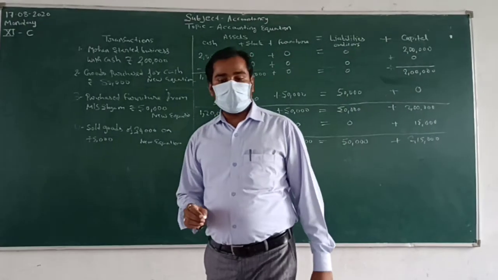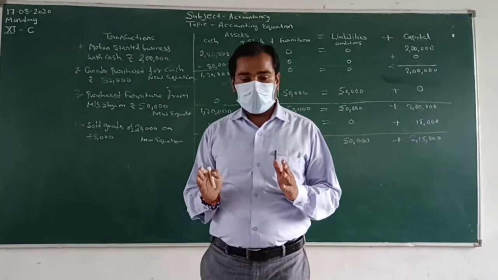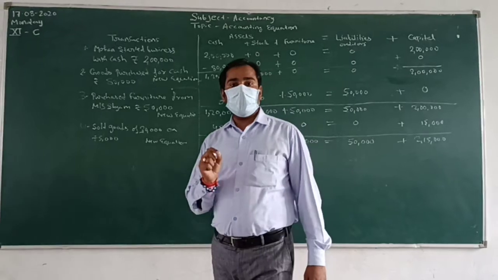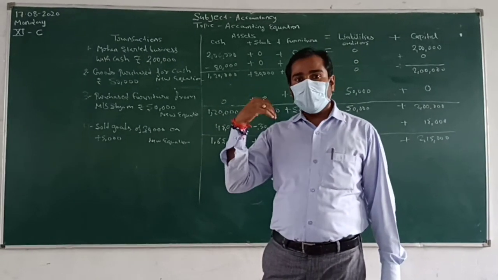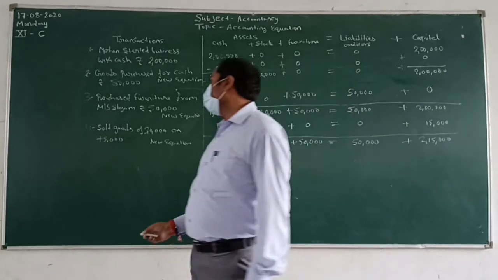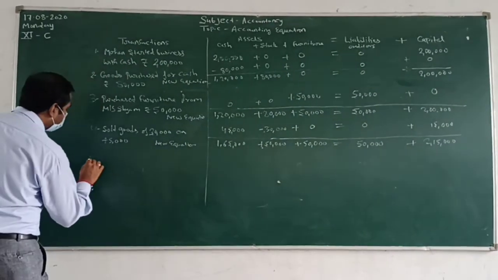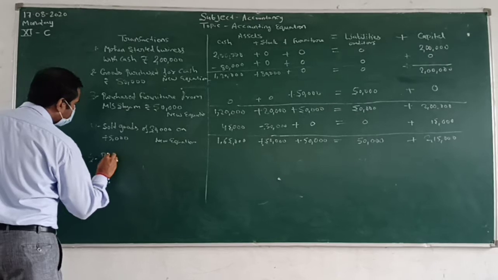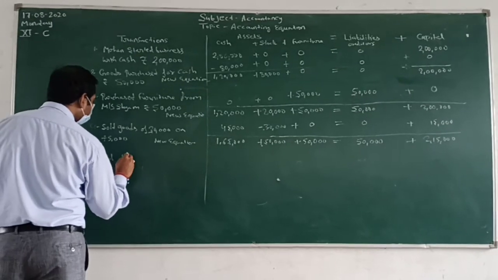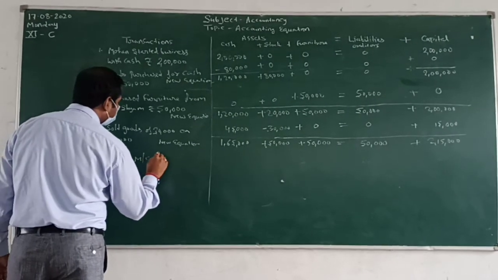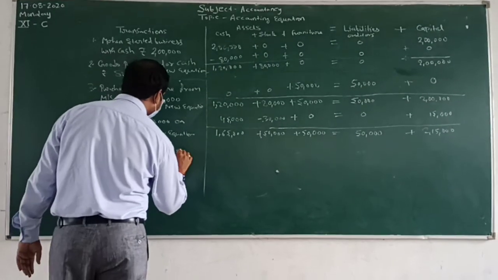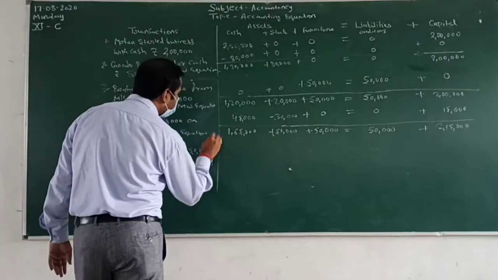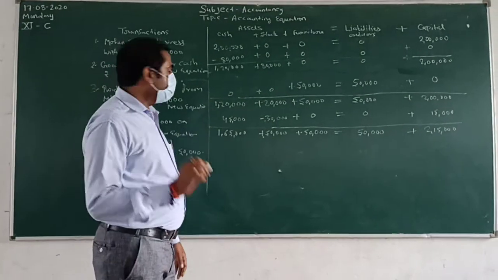Now our last transaction is: paid Messrs Shyam Furniture in cash. The furniture which we purchased on credit basis is now being paid through cash. Here we write the fifth transaction, paid to Mr. Shyam, and the amount is 50,000 because we purchased the furniture of rupees 50,000.